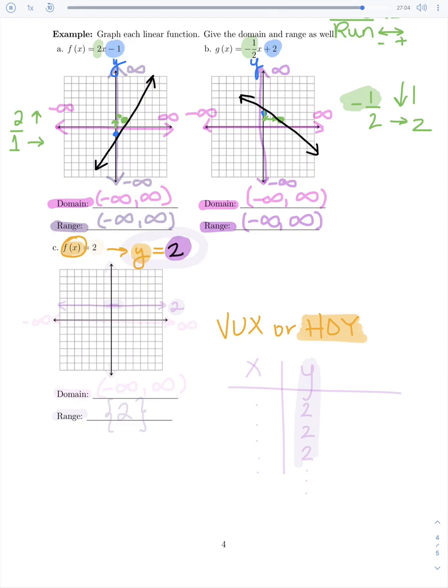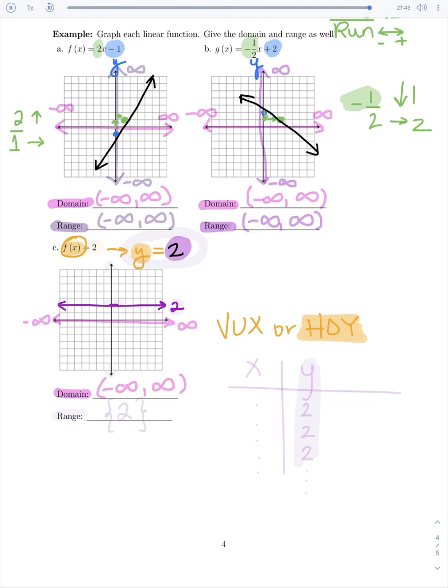So let's go ahead and draw our horizontal line at, here's 2. So I'm going to draw my horizontal line there at 2. Now let's talk about our domain first. Our domain, again, as a reminder, has to deal with reading our graph from left to right, from smallest to largest. Notice our graph still goes forever left and right, so it'll still be negative infinity to infinity for our domain. However, our range is a little bit different.